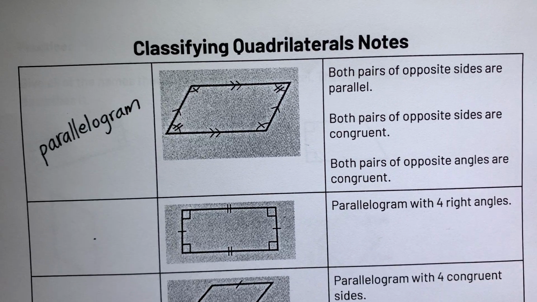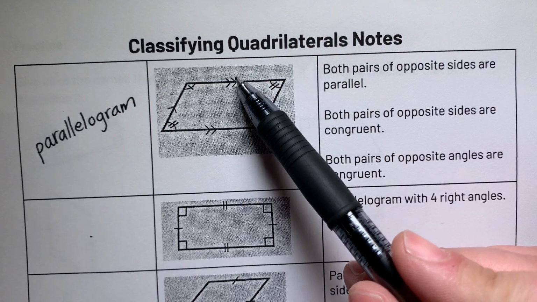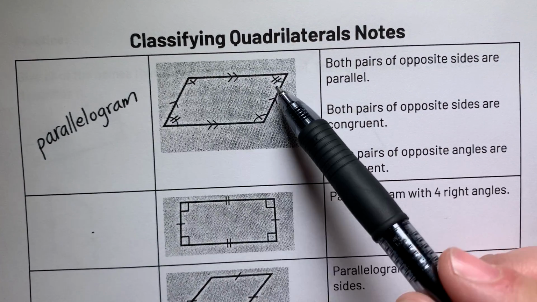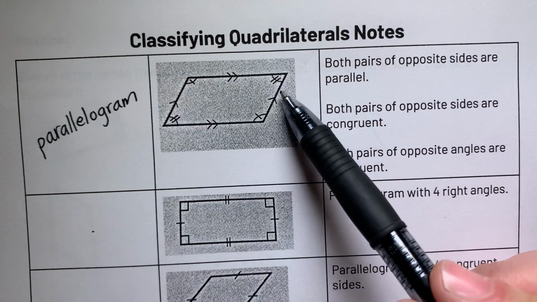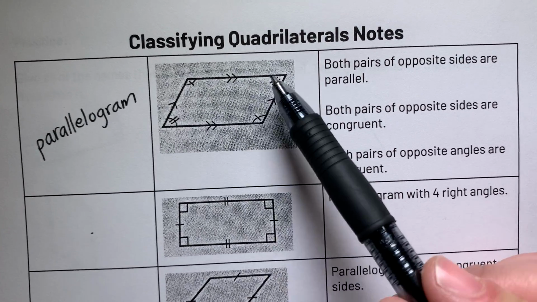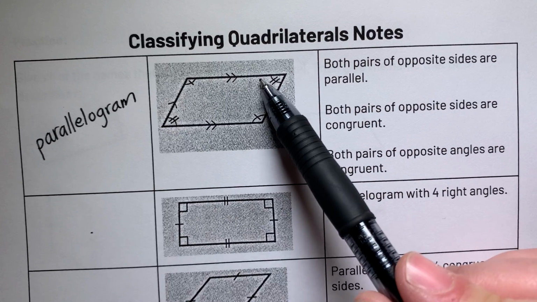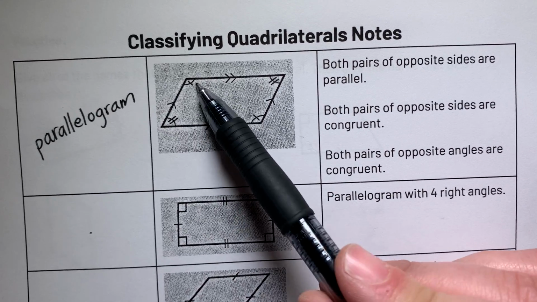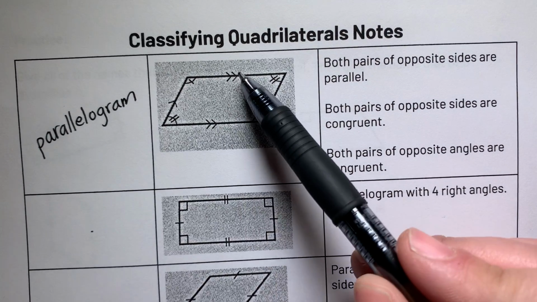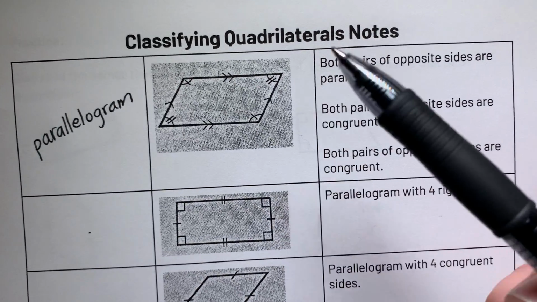So for a parallelogram, you're looking at quadrilaterals where the opposite sides are parallel to each other. All right, so the opposite sides are parallel to each other, and then the opposite angles are equal or congruent. See that? They've got the tick marks. And the opposite sides are congruent, like this side and this side and this side and this side.